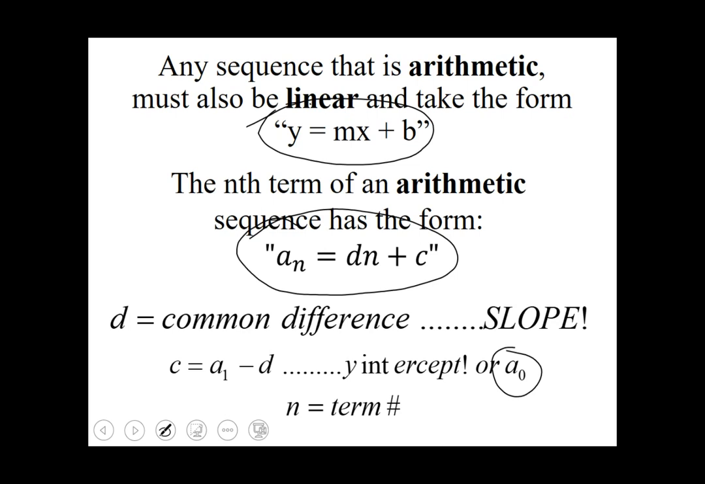In order to find the zeroth term, you would have to do whatever the first term is minus d. That would basically go one term previous, which would of course be the zeroth term, which is the y-intercept, so that's c. And then n would be the term number. So if you're looking for an exact correlation with y equals mx plus b, this is the form of the arithmetic sequence that you would use. But there's also a second one.